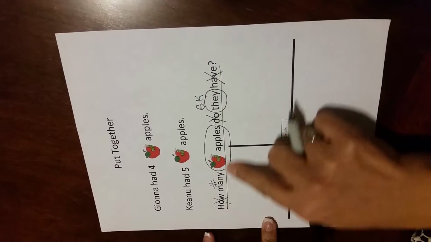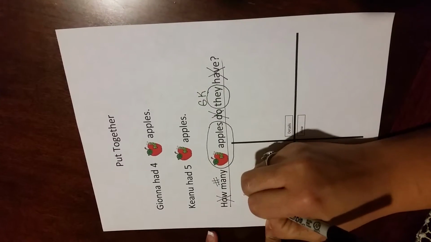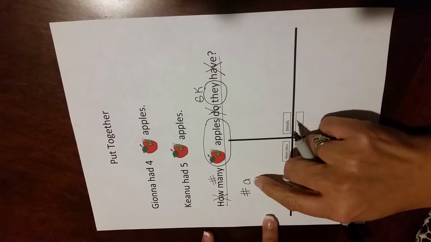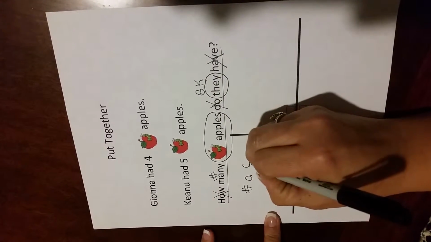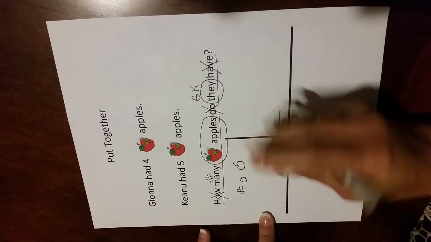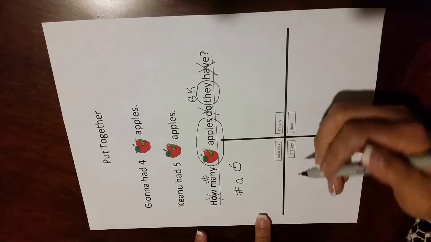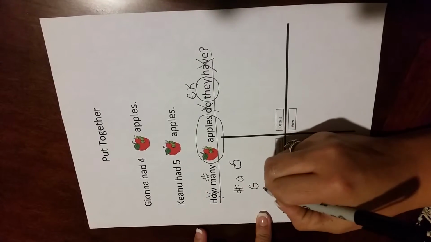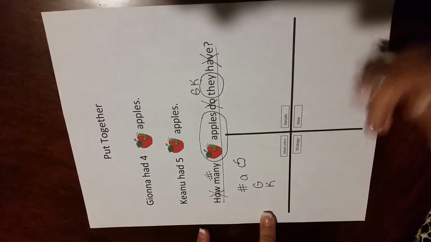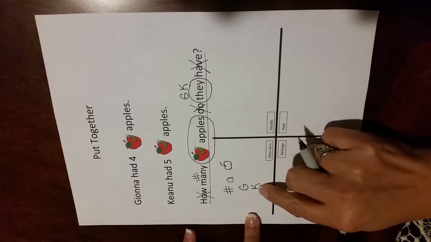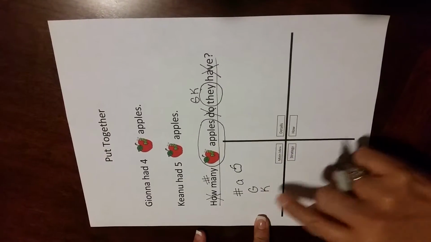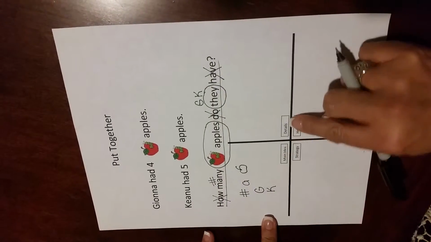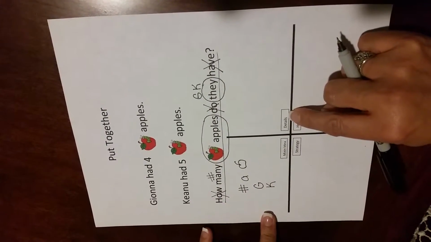The main idea comes straight from the question. We know that we're looking for the number of apples, and we can choose just to write an A, or we could even draw a picture of an apple. You could write the full word. It also tells us that it is about Gianna and Keanu. Again, you could write the full word Gianna, the full word Keanu, or just give a notation there of the alphabet. The next box we go to is the details box.